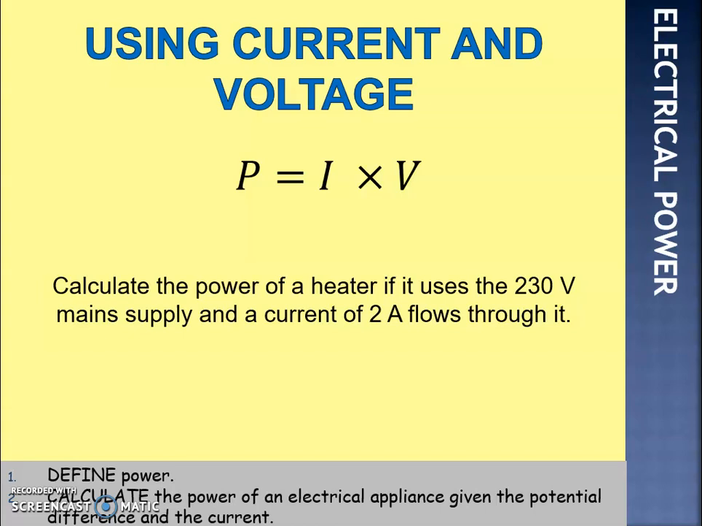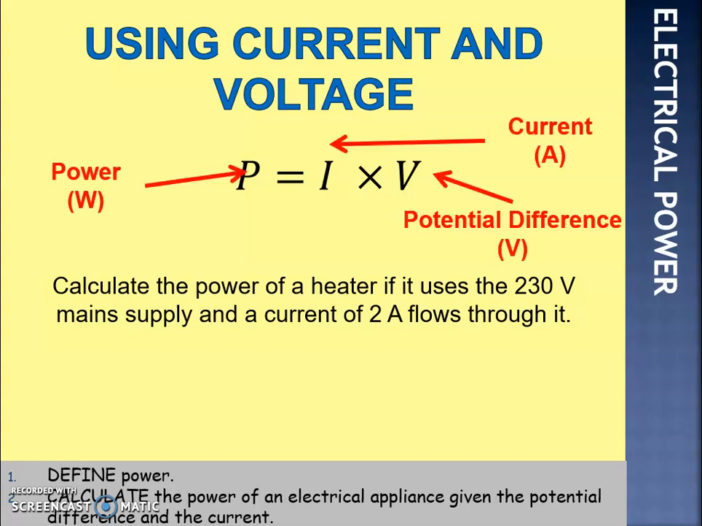Try this one again. P equals IV. Power equals current times voltage. So, as well as it being energy divided by time, we can use this equation when we're working out electrical power. If we know the current and we know the voltage, we can work out the power. Power in watts, current in amps, potential difference in volts. So using that equation, calculate the power of a heater if it uses the 230 volt mains supply and a current of 2 amps.